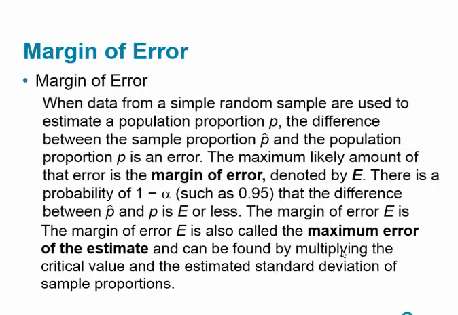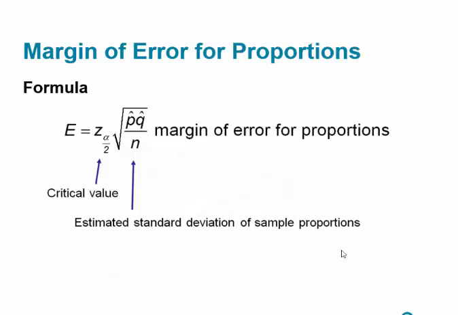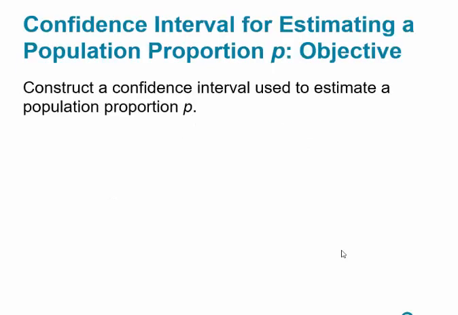So the margin of error E is also called the maximum error of the estimate and can be found by multiplying the critical value and the estimated standard deviation of the sample proportions. Here's the formula which we use in class. So E, the margin of error, is equal to your critical value times the square root of p hat times q hat divided by n, where n is your sample size.